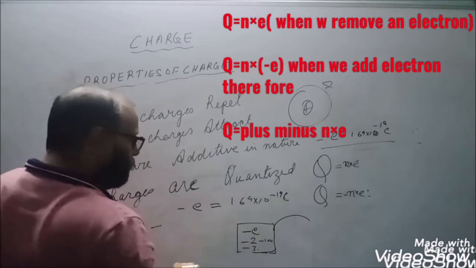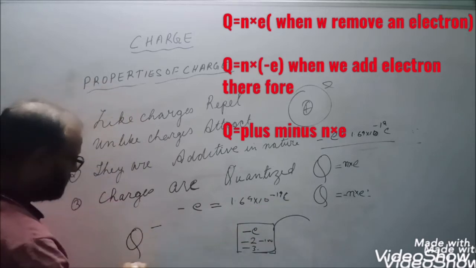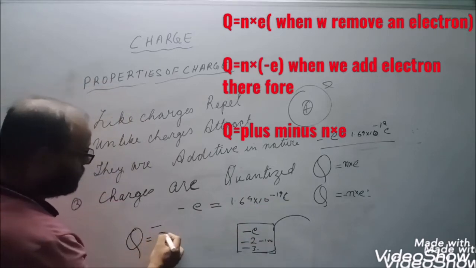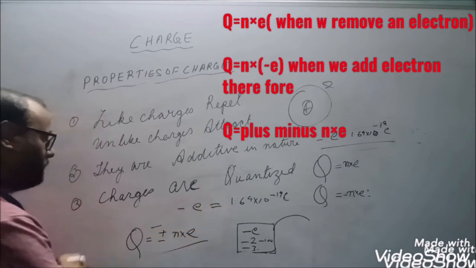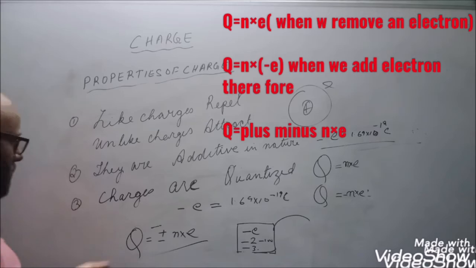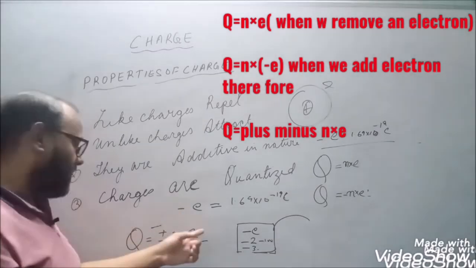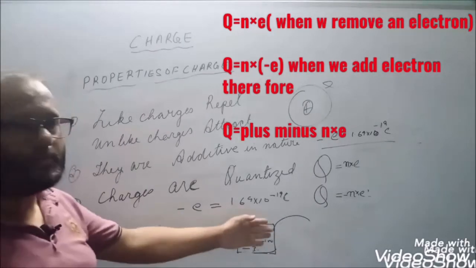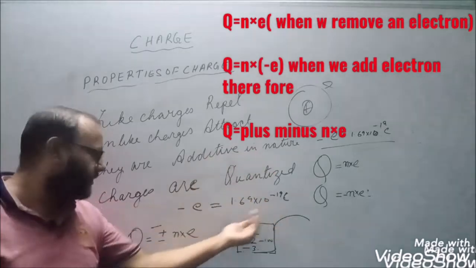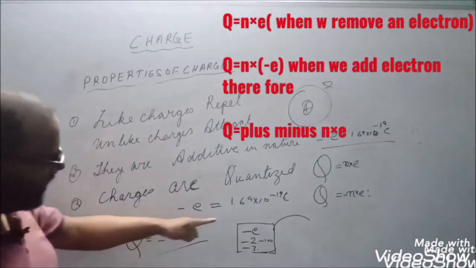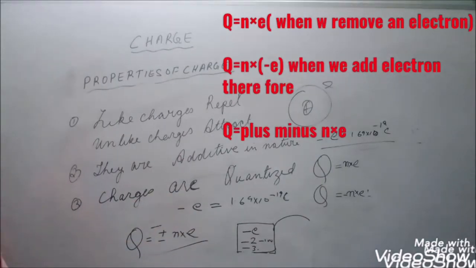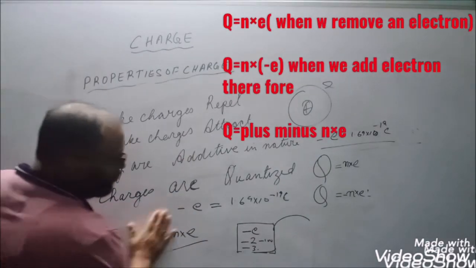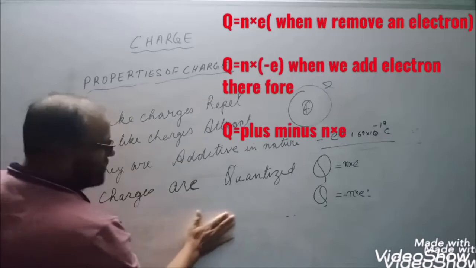So if you sum this up, Q, that is the charge, is equal to plus or minus n into e. This is the formula for charge. Charge is quantized, n into e. n is the number of electrons gone out or number of electrons come in, and this will be either one electron or a multiple of it. That is what we call quantized. Now, to understand more about this quantization, let us understand one thing.